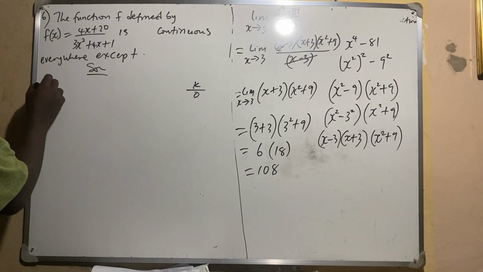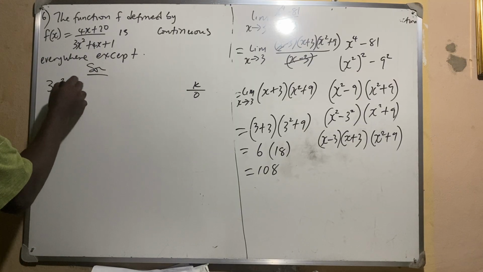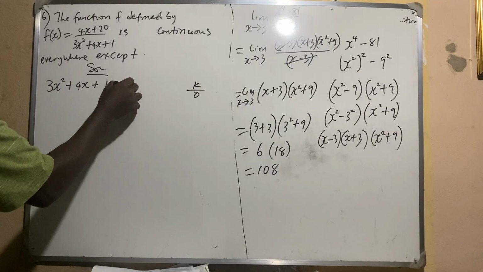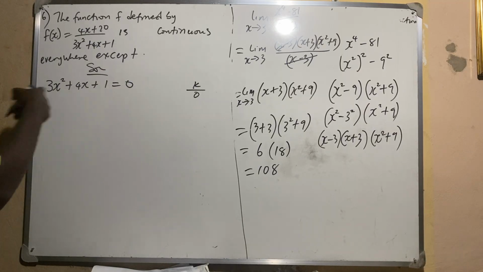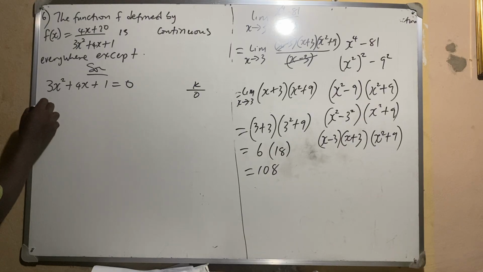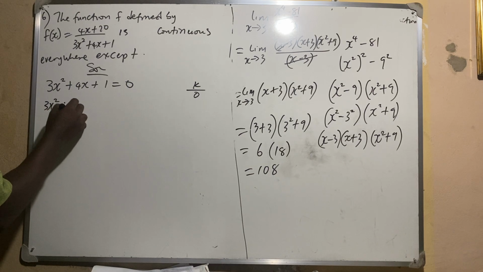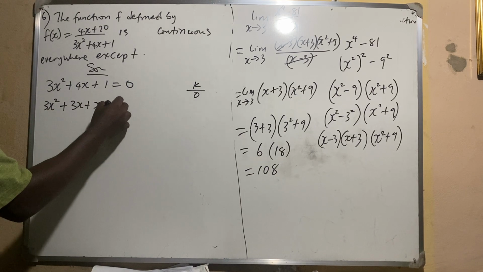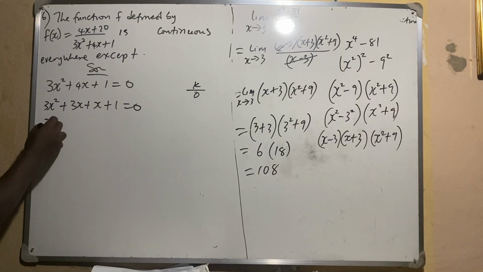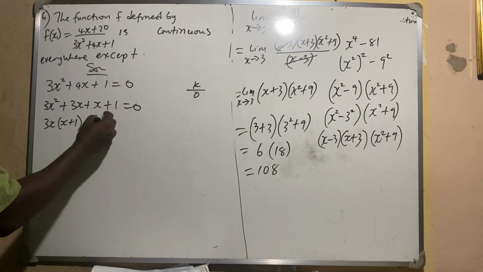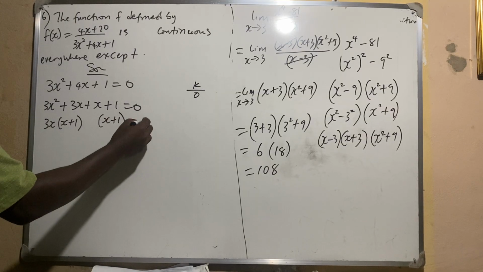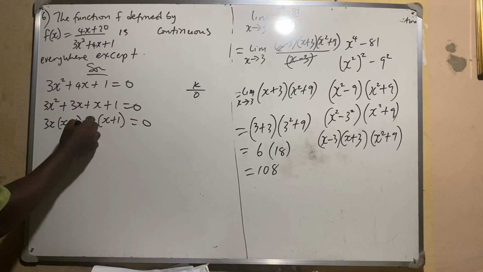For it not to be continuous, you are going to have that 3x squared plus 4x plus 1 is equal to 0. Okay, so if you factorize, normal factorization, I'm going to have 3x squared. If you have not watched my video on factorization, please do that. 3x squared plus 3x plus x plus 1 is 0. So I'm having 3x in bracket of x plus 1, and x plus 1 is equal to 0. So I'm having a plus 1 here.